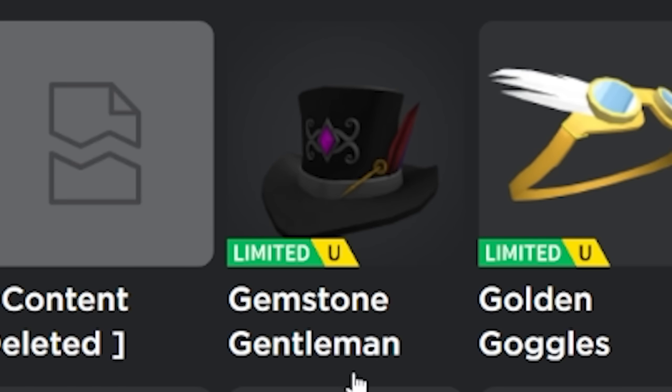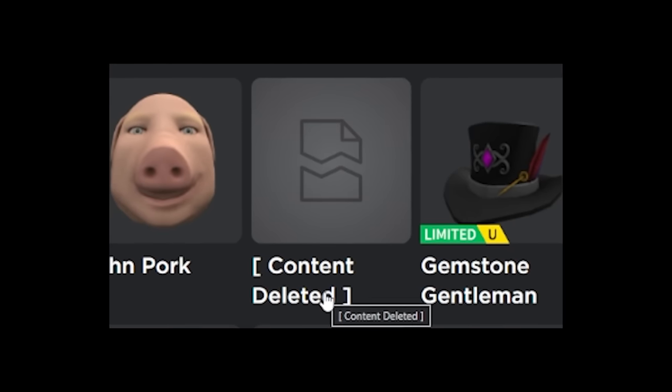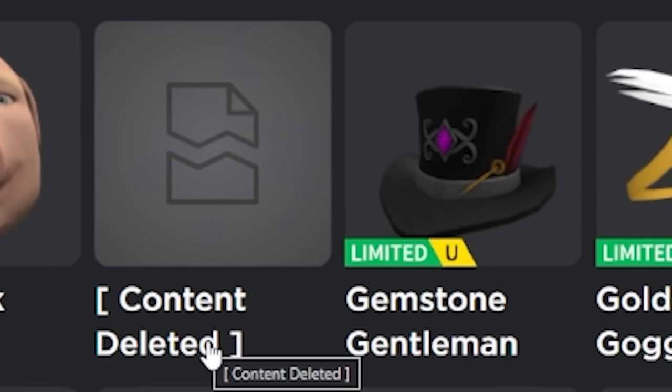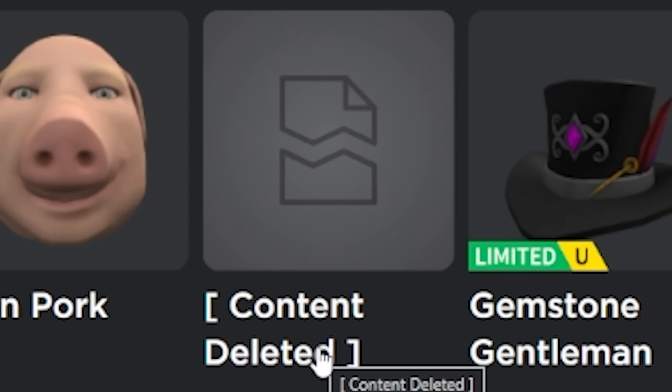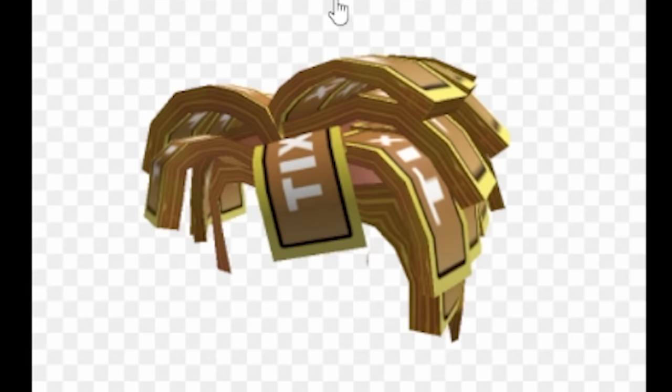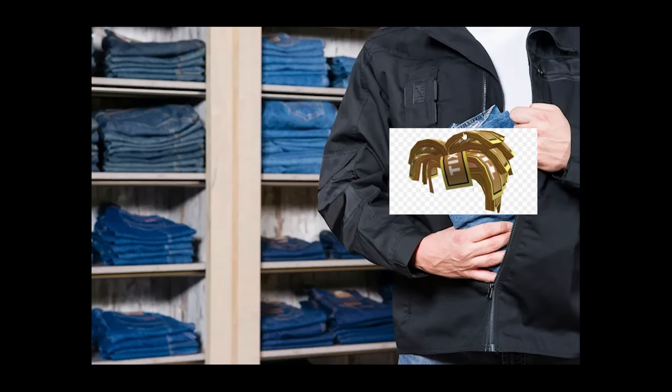Next up, we got a 2-in-1. We have the Gemstone Gentleman, a nice fancy top hat, and Content Deleted, which I assume was a limited because this is right in the area where I was buying a bunch of limiteds, but it's just not here. I don't know what happened. It was this. I remember now. It was a Tick's hair. It was like a bacon Tick's hair. And I guess you're not allowed to even mention Tick's on Roblox anymore. Or it was a stolen asset.